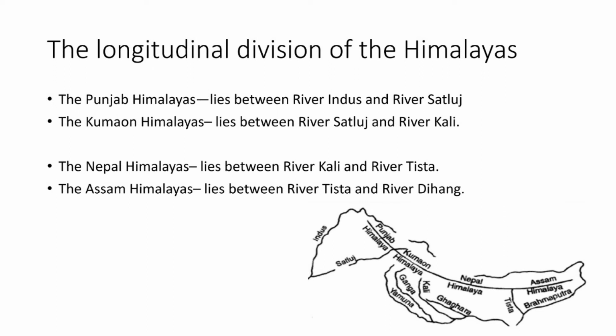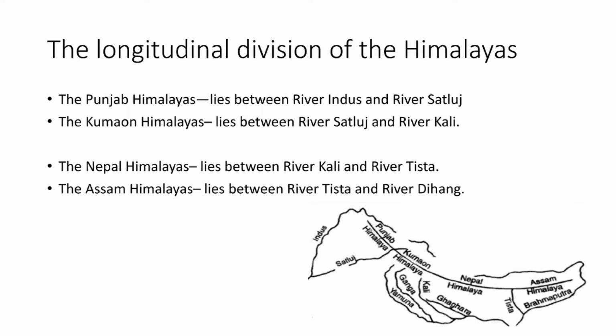It can be known by seeing the division of this Himalaya in between the rivers. Taking the number 1, that is your Punjab Himalaya, it lies in between the river Indus and Satluj. Moving to the next one, that is your Kumaon Himalaya, it lies in between Satluj and river Kali. And the Nepal Himalayas, it lies in between river Kali and Tista.